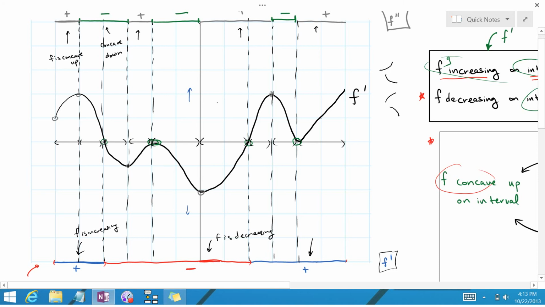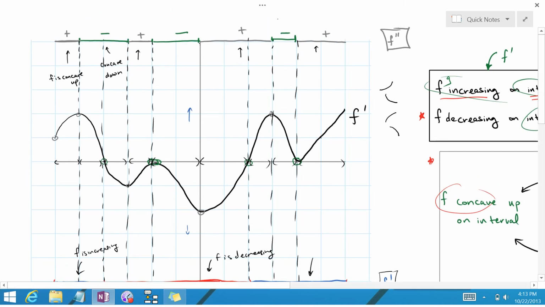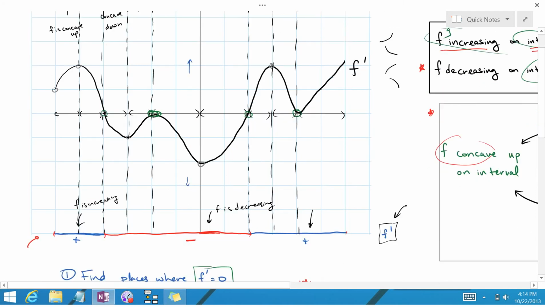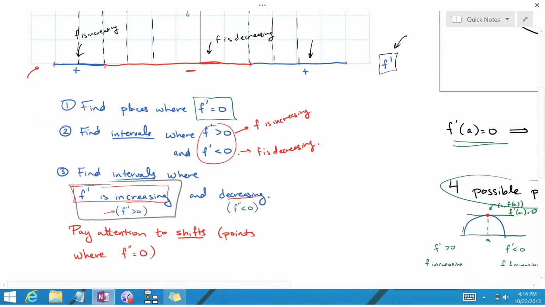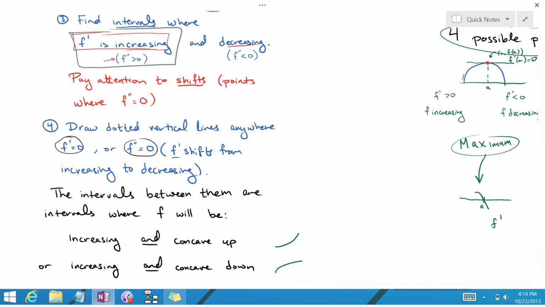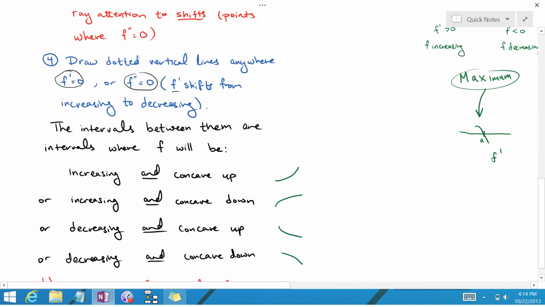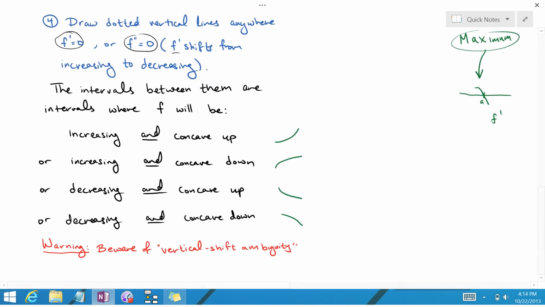9 subintervals. I'm looking at both shifts in the sign of f double prime and shifts in the sign of f prime. Some of these vertical lines correspond to a change in concavity. Some of these vertical lines correspond to a change from increasing to decreasing. We need to pay attention to both of these things if we're going to draw an accurate picture of what f looks like.